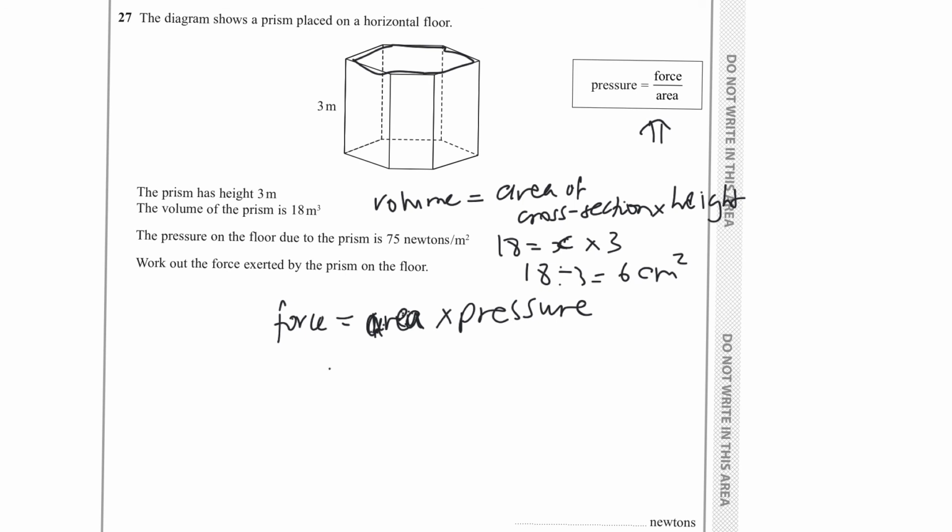So we have our area, which is 6. Our pressure is given as 75. So you're going to do 75 times 6. 5 times 6 is 30, so 0 carry the 3. 6 times 7 is 42, plus the 3 is 45. So you've got a force of 450 newtons.